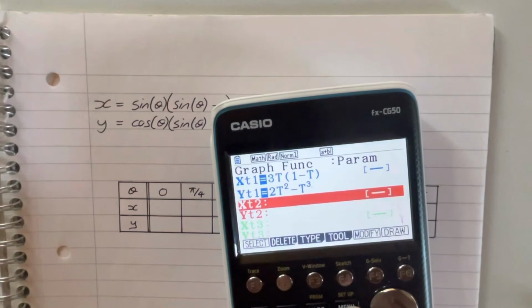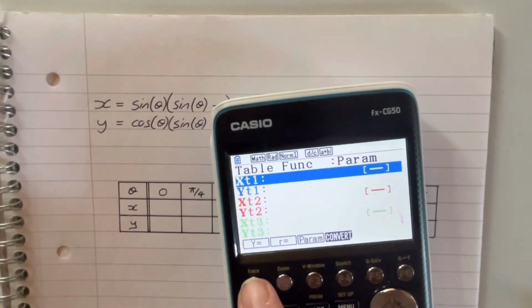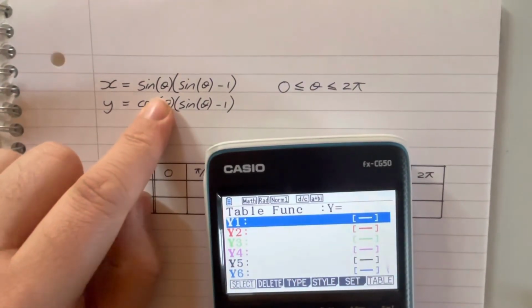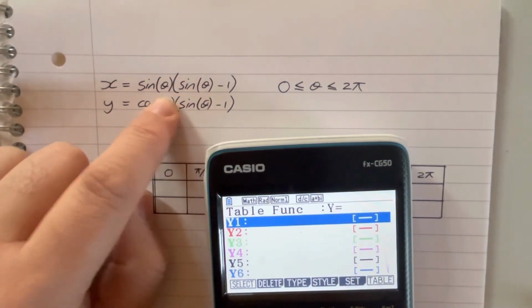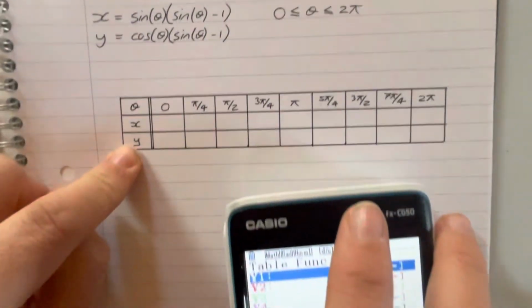So if I exit this and go back into table mode, I'm going to define these. I want y equals again, y is a function of x, which will give me these two. So I'm in table mode and I'm completing this table up here.